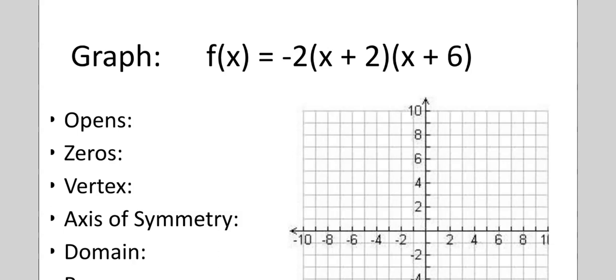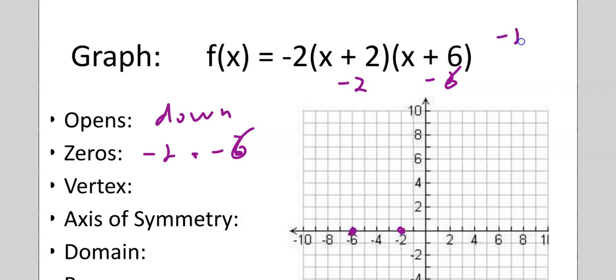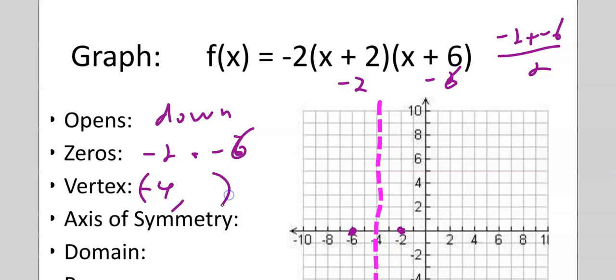We have a negative out in front, so that means it's going to open down. My zeros, negative 2 and negative 6. All right, so negative 2, negative 6. Negative 2 plus negative 6 divided by 2. Well, that's negative 8 divided by 2, which is negative 4. So my vertex is going to be somewhere along that line. So negative 4 comma something.